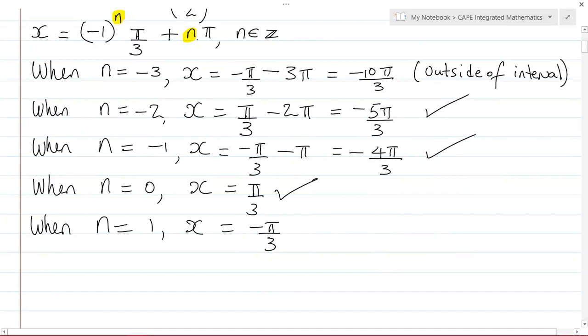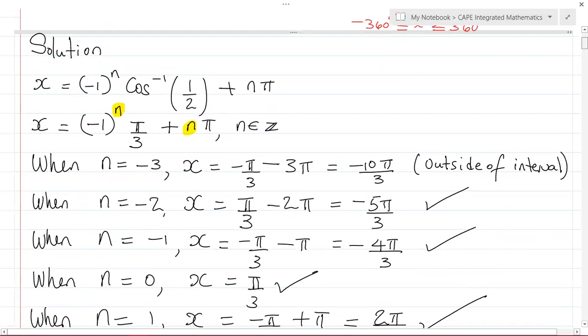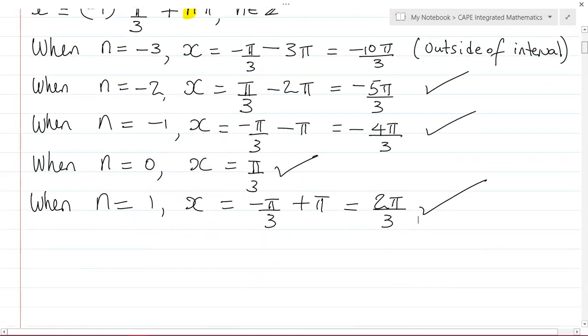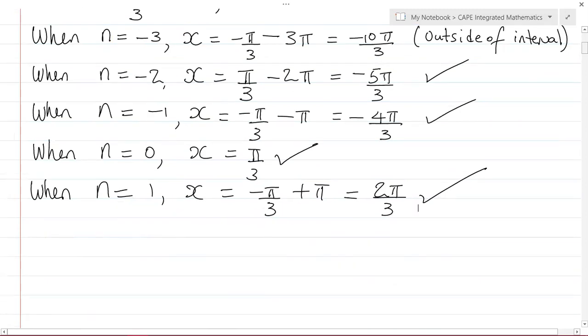Plus n pi, n is 1, so that's plus pi. Plus 1 pi, but we don't really write the 1. If you add those two, you will get 2 pi divided by 3 radians. This is also within our interval because 2 pi over 3 radians is equivalent to 120 degrees. As you can see, 120 degrees is within our interval. So when x equals 2 pi over 3, we will also get a solution.